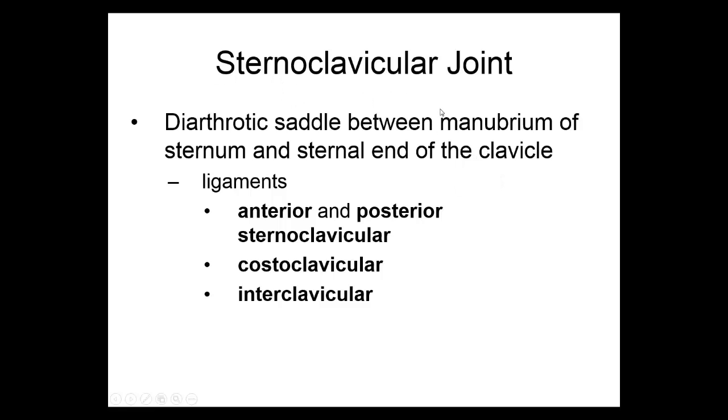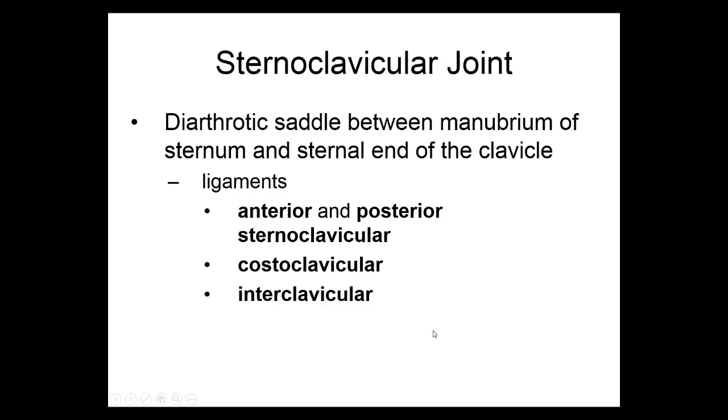The clavicle is very important because it's supporting your upper limb, your arm, and therefore we need to make sure that it stays in position. How would we do that? We put a very strong capsule, and that strong capsule will have anterior and posterior thickening. We're going to call them the anterior and posterior sternoclavicular ligament. Okay? Anterior and posterior sternoclavicular ligament.